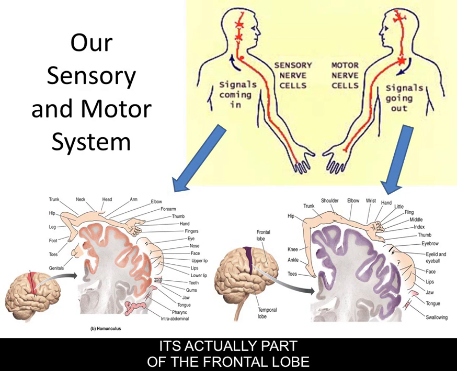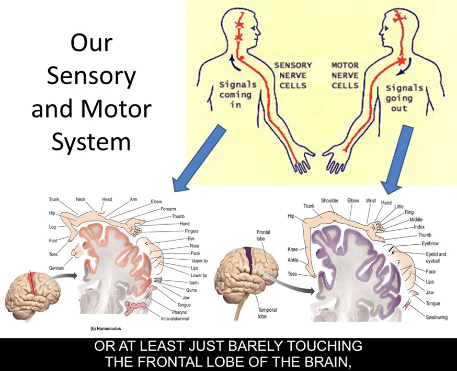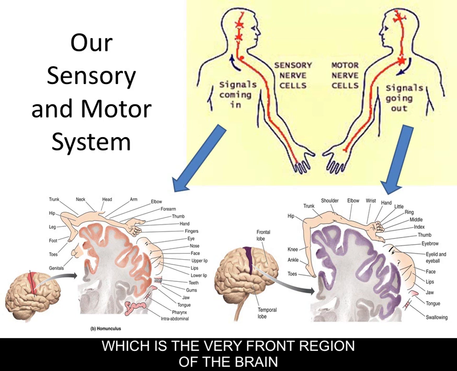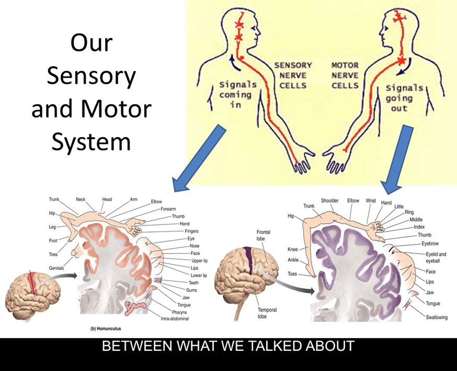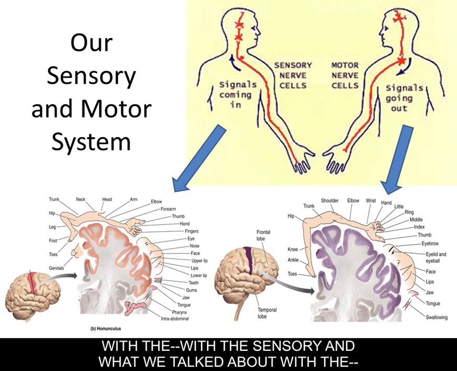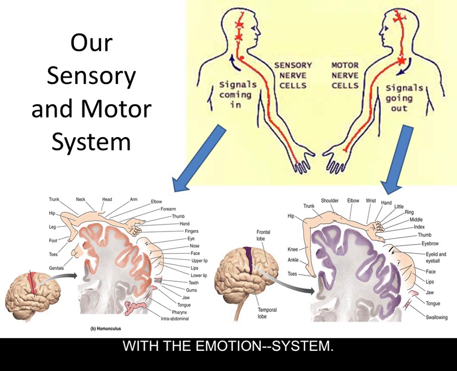And the same thing is said with our motor system, which is located just in front of that sensory system. It's actually part of the frontal lobe, or at least just barely touching the frontal lobe of the brain, which is the very front region of the brain. And there you see a decent amount of overlap between what we talked about with the sensory system and what we talked about with the movement system.